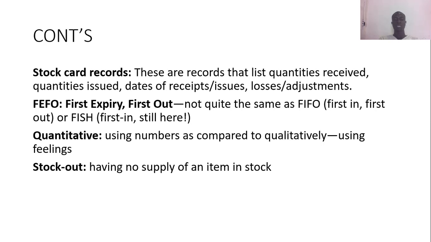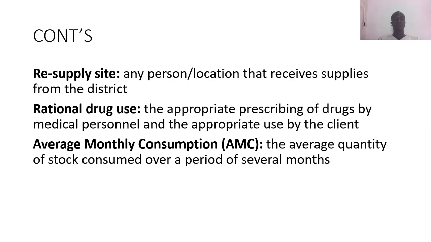Also we have quantitative, using numbers, as compared to qualitative. So you need to quantify what you have at the facility. Also we have stock out, having no supply of any item in stock. So you need to find out what you don't have in stock. We have the resupply site, any location that receives supplies from the district. So you need to have a book where you record what you have received from the district.